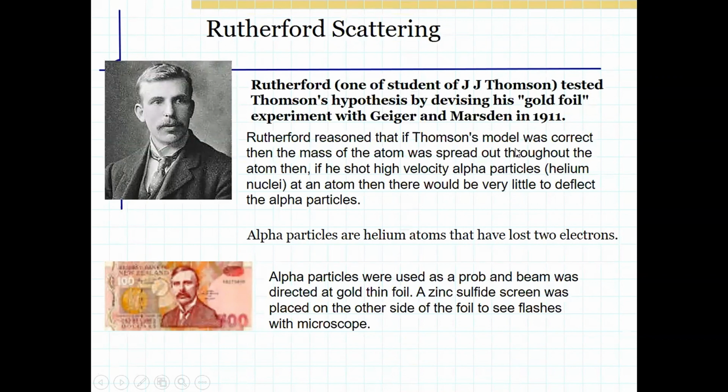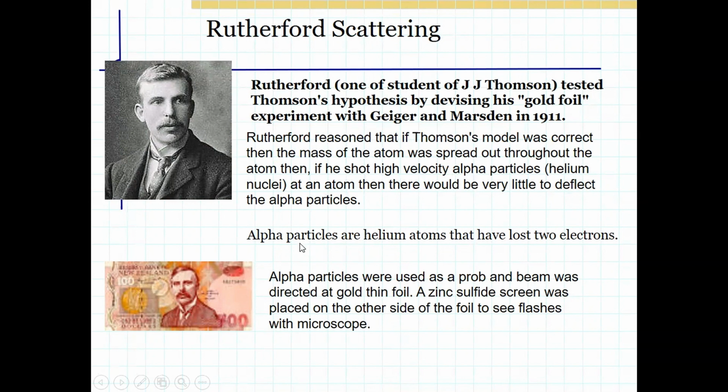Rutherford was a student of J.J. Thomson and was doing his master's degree at that time. The gold foil experiment was done with Geiger and Marsden, their PhD students, in 1911. The experiment was done, but the explanation of the experiment was really a mess. Rutherford reasoned that if the Thomson model is correct, then the mass of the atom was spread throughout the atom like a sponge cake. If we shot high-speed alpha particles, they should go through it with little deflection.